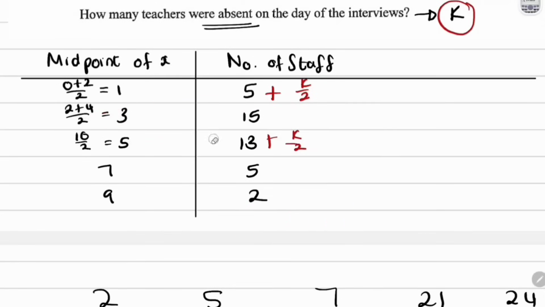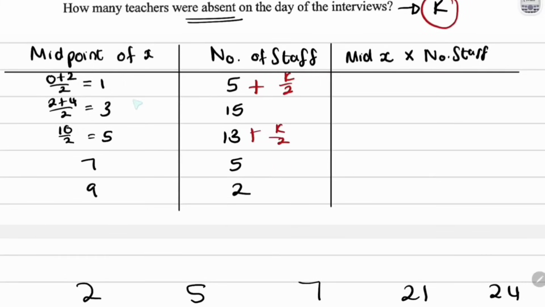Okay, so instead of doing all of that, what we're going to do is we'll take the midpoint and multiply it by the frequency. That is to get the total amount of water, the glasses of water that was drank by the teachers in each category. So that's where we do this. We're going to take the midpoint of the X values and we're going to multiply that by the number, the staff members. Okay, so that is the 1 multiplied by, and our staff members here is 5 plus k over 2. We're just going to have to take it like that. Well, the nice thing about this is 1 times this will just stay 5 plus k over 2. So let's keep that in mind.